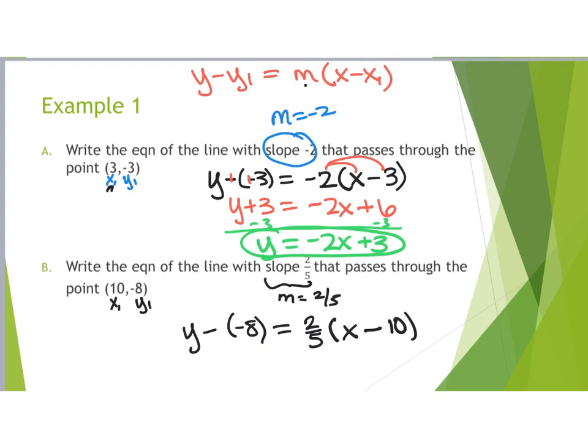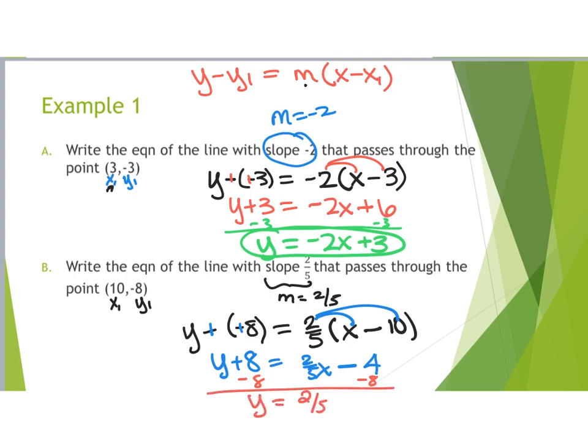Now I'm going to go ahead and simplify. So y minus a negative becomes y plus 8. I'm going to distribute my 2/5 x, and the 2/5 times a -10 is going to be a -4. And then I'm going to solve. So I'm going to subtract 8 from both sides, and I'm left with y equals 2/5 x minus 12. And this right here, again, is in slope-intercept form, which we learned about in section 6.2. It's a linear equation, and it was way easier to plug into point-slope form and not have to worry about trying to solve for b.